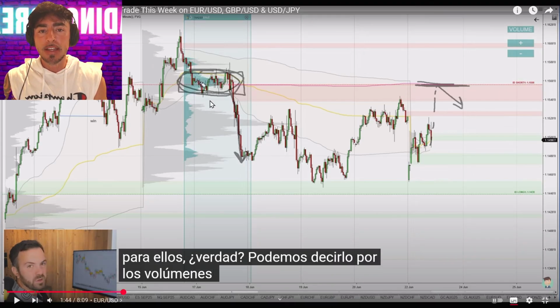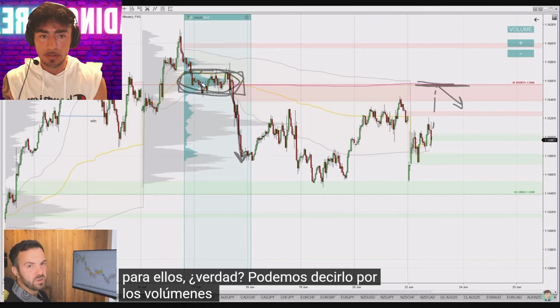Vale, observa a partir del mayor volumen que tiene el volumen profile, es decir, en este VPOC empujó el precio abajo y bueno, simplemente está esperando un retroceso hacia el VPOC que dejó anteriormente y que impulsó el precio abajo.